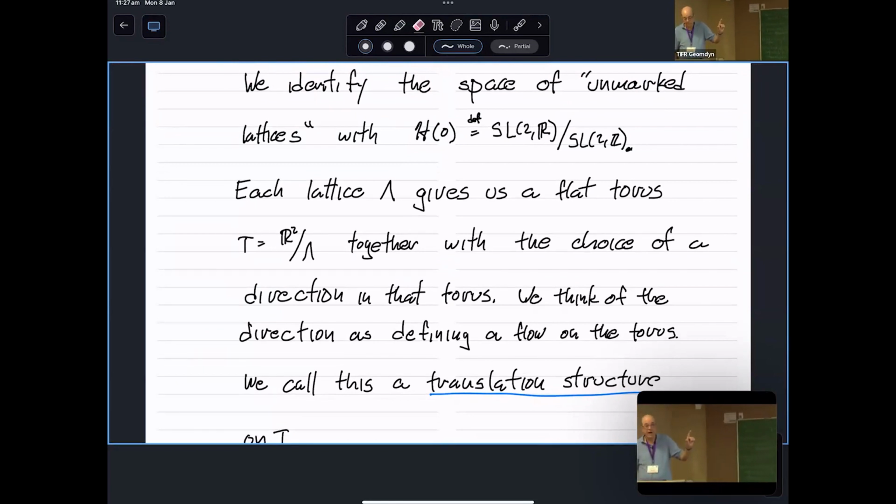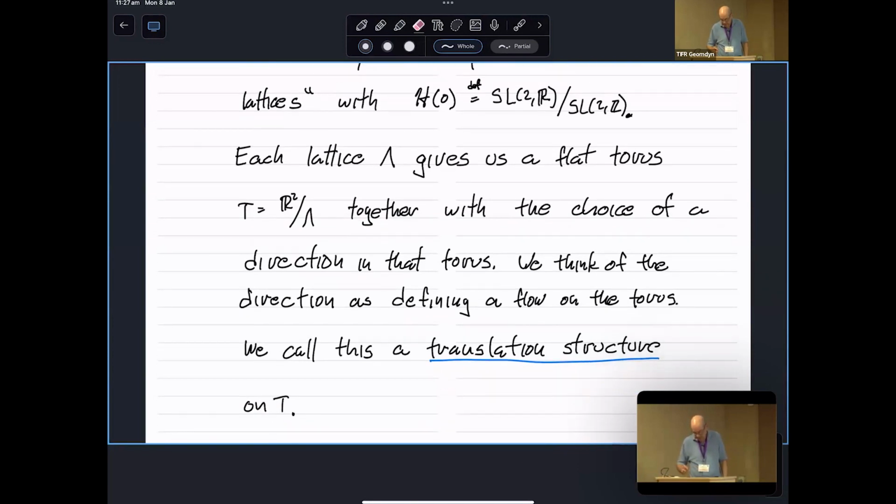If we want to look at the space of unmarked lattices, we want to mod out by the change of basis, which corresponds to the action of the group SL2Z. So each lattice, lambda, gives us a flat torus. Let me call this space H naught. I'm thinking of it as an example of terminology which will come into play later on. Let me call this structure on the torus a translation structure, a translation surface structure, i.e. a flat metric with a chosen direction. Okay, so the space of such things is H naught. Let me call this a stratum.